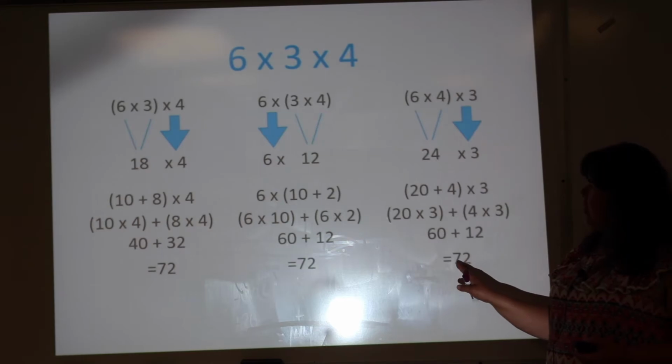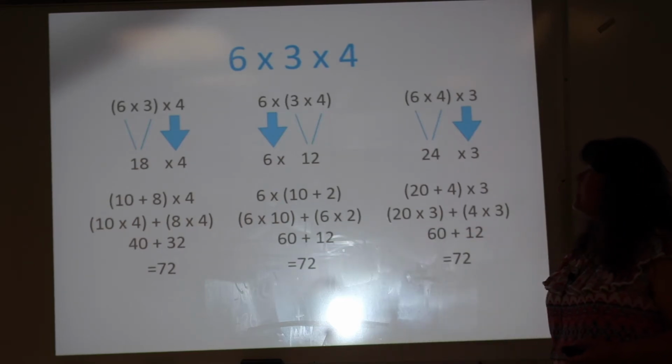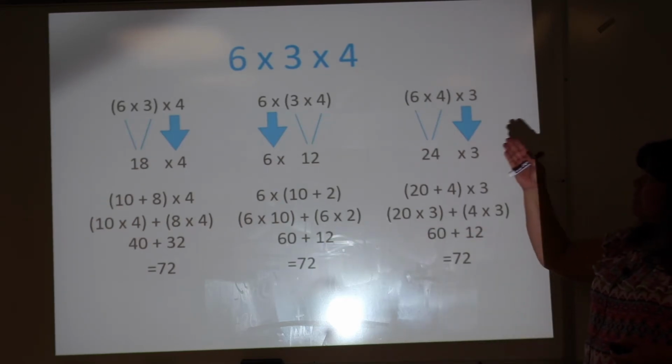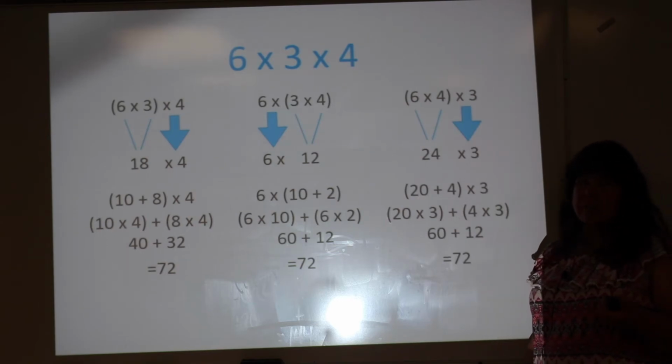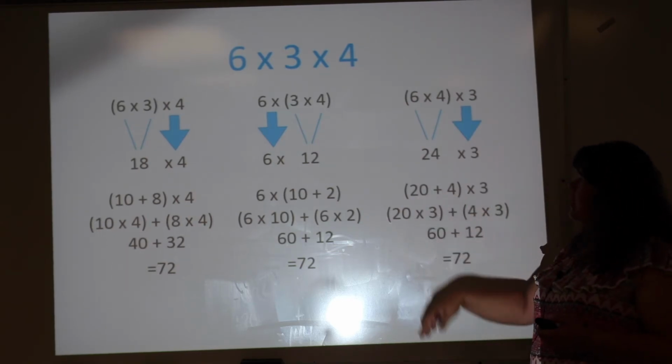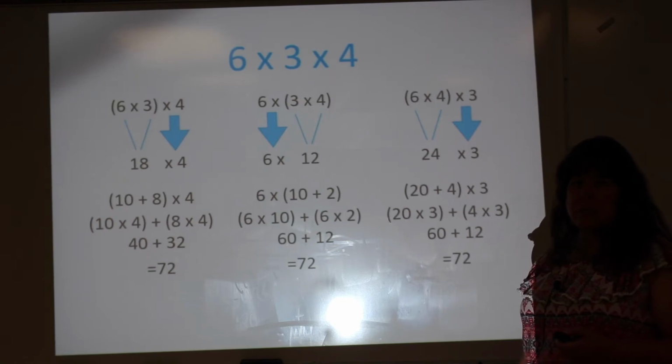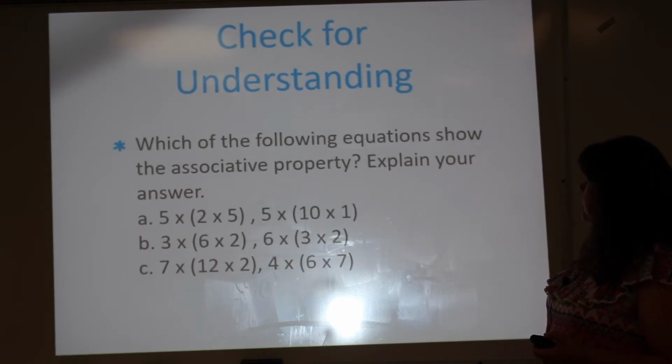And it does. Look, all 3 of these have the exact same answer because we're using the same 3 factors. And it doesn't matter which order we're going to do those in. This is the associative property. So which of the following equations show the associative property? Would it be A, B, or C? Remember, it doesn't matter the order of our factors.